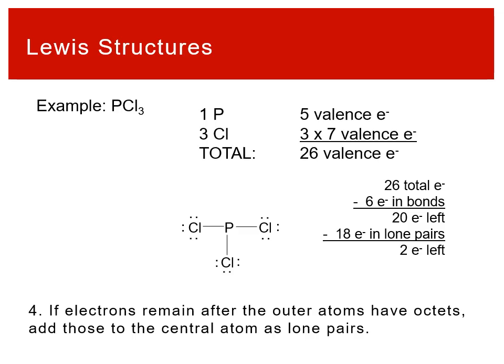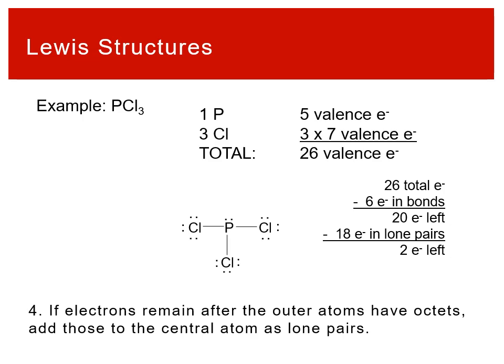So those 2 electrons have to be assigned somewhere, and what I can do is use them to fill the octet of the central atom, in this case the phosphorus. That P needs 2 more electrons. And once I add those 2 more electrons to the phosphorus, it also has an octet.